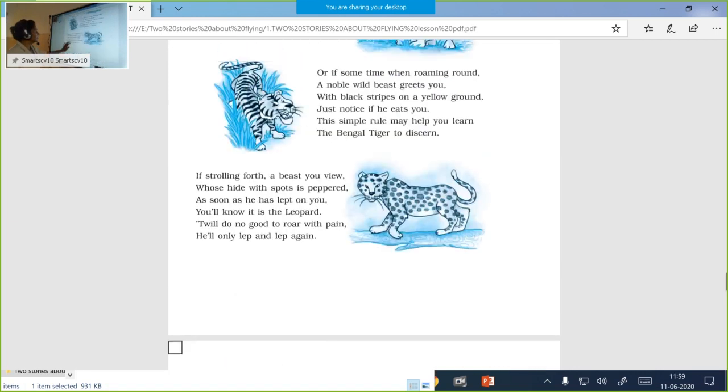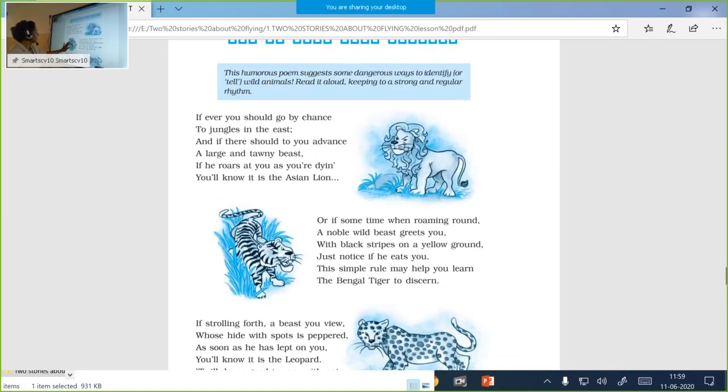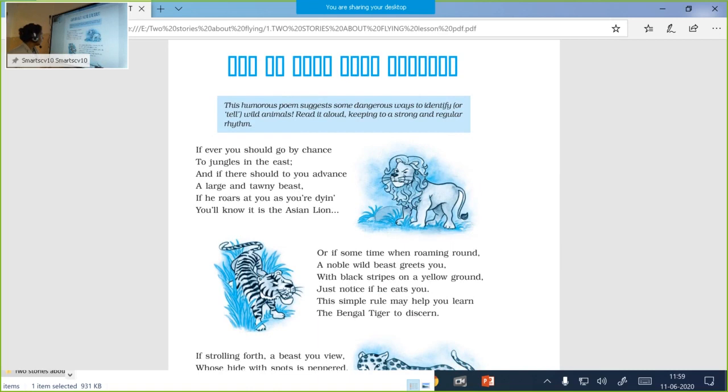Now let us check the rhyme scheme of the poem. Take the first stanza, the last words in each line. First is chance. You can see it doesn't rhyme with east in the second line, but it rhymes with advance in the third line. So you can mark it as A, the last word of lines one and three. So mark it as A.